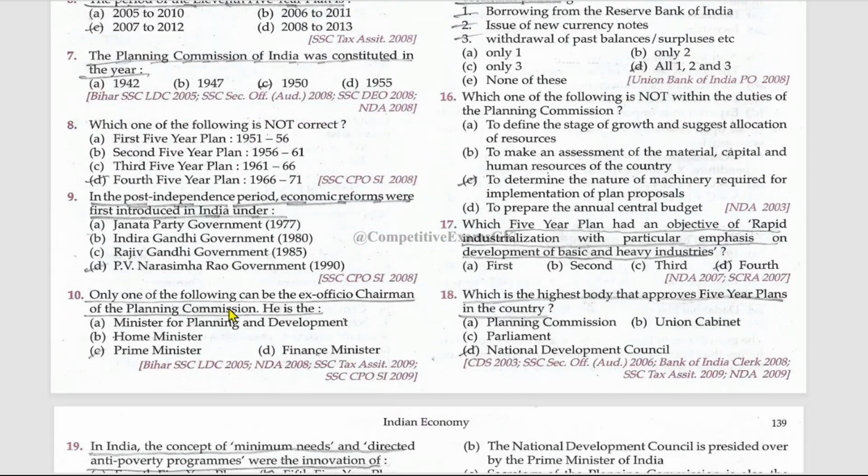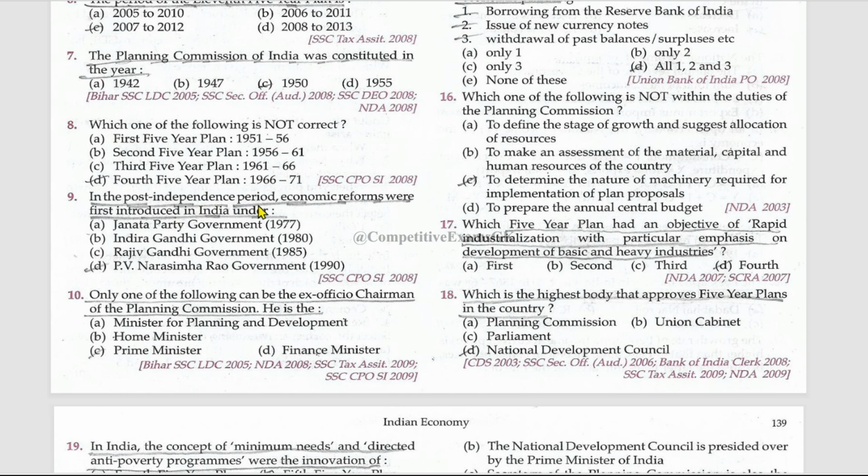Which one of the following is not correct? First five-year plan 1951 to 56. Second one 56 to 61. Third one 61 to 66. Fourth one, no, this is not 66 to 71. Mention the correct years of the fourth five-year plan in the comments.